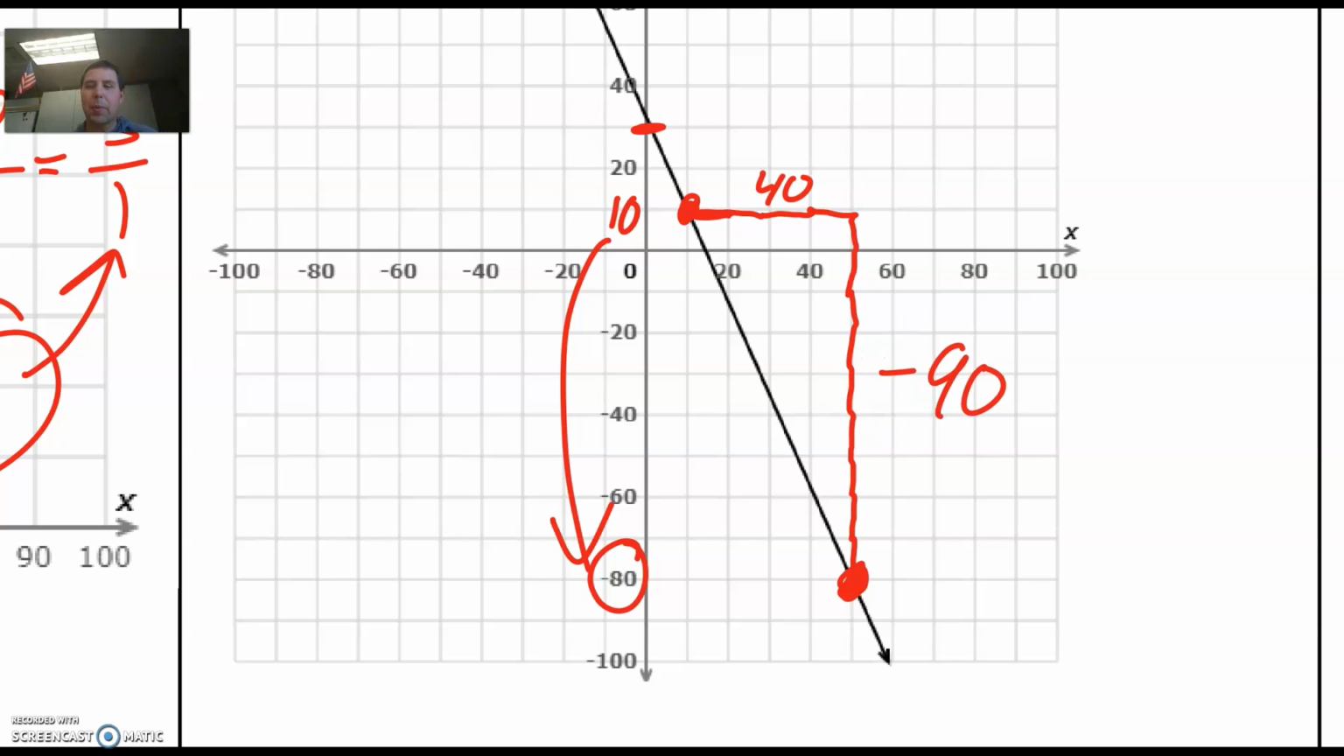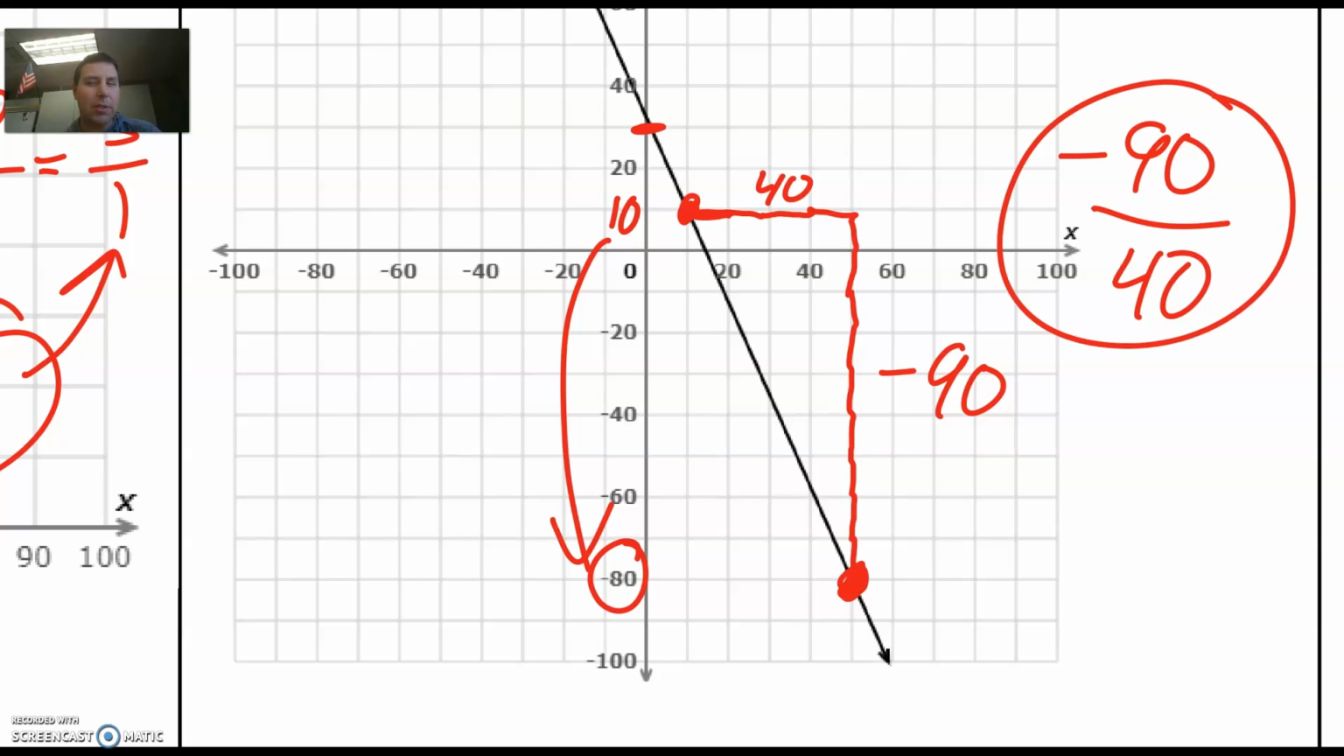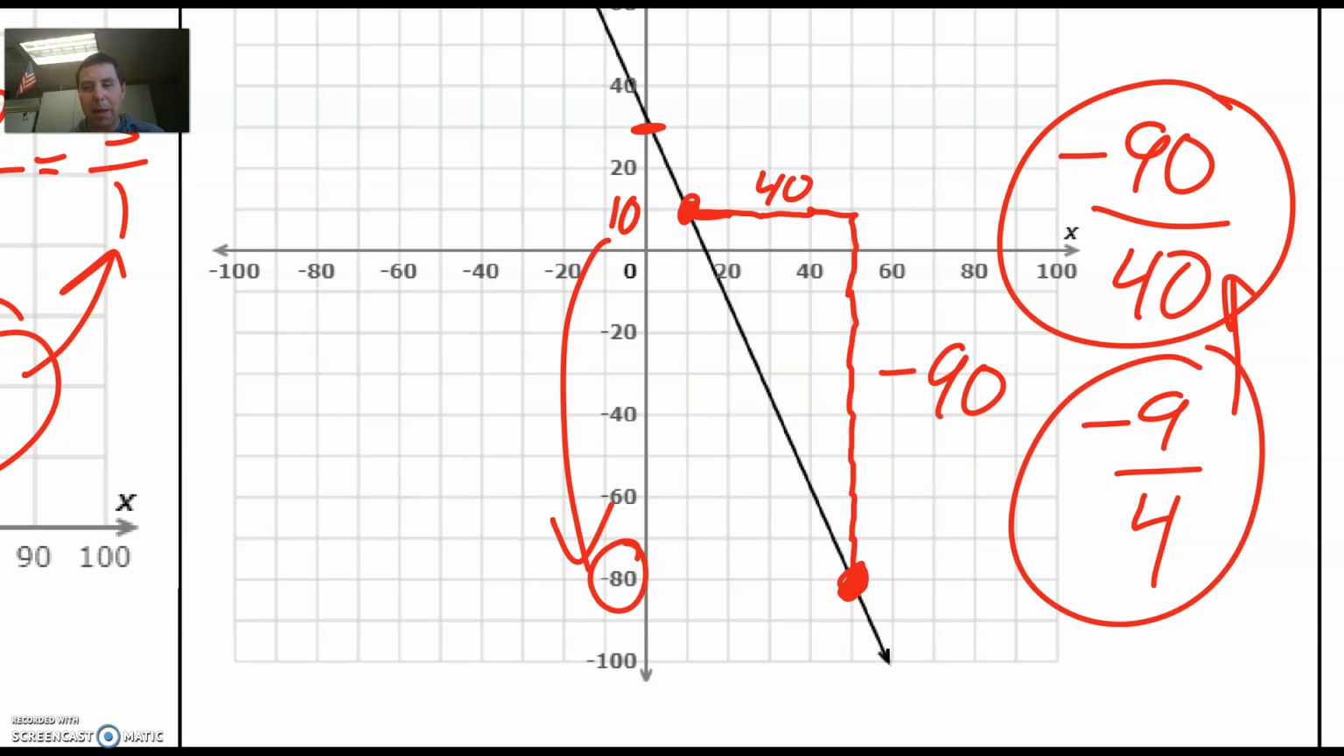Okay. So I have my rise. It's actually going down. So therefore, it's going down 90. And now I need my run, which is going right 40. And that would be my slope. I could simplify it because I can divide both the top and bottom by 10. That would leave me with negative 9 over 4. But either of these would be acceptable at this point. Eventually, we'll get to the whole simplifying of slopes.